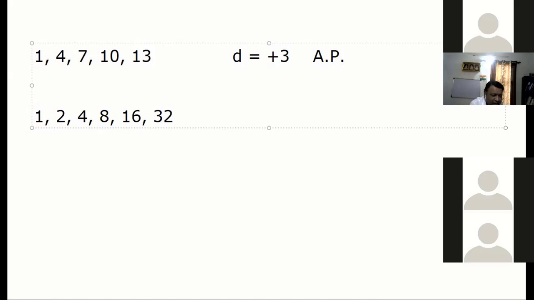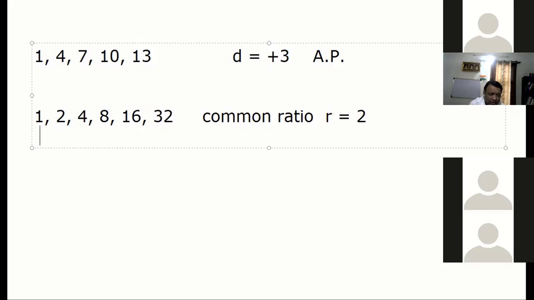But if you see the second one, the difference is not the same. The difference is increasing. But if you take a ratio, 1 and 2, 2 and 4, there is a common ratio. Ratio means dividing the second term by the first term, the third term by the second term, the fourth by the third. So it is called the common ratio. R we call it. Here the common ratio is 2 divided by 1, or 4 divided by 2, or 8 divided by 4, which is 2.